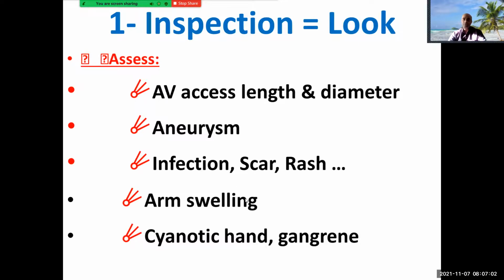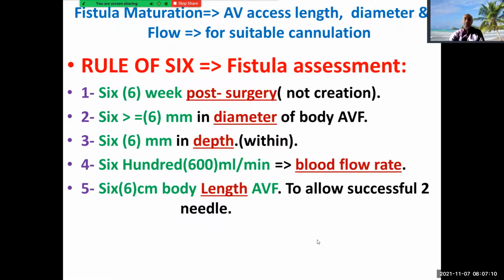Arm swelling: you should compare both arms of your patient. Any cyanotic hand or gangrene, you should look for that. Fistula maturation: just put this in your mind, and to remind you, fistula maturation means AV access length, diameter, and flow suitable for cannulation. Fistula maturation means your fistula is suitable for cannulation or not. This is according to the length of your fistula, the diameter, the thickness, and the flow through your fistula.